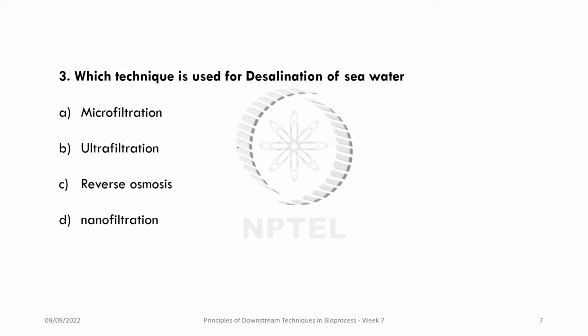So to remove salt molecules from seawater, you're going to apply extra or external pressure on the other side to promote water to, how do we call this, to move from a region of higher salt concentration to that of lower salt concentration, right? So reverse osmosis is the only means by which you can desalinate water among the given options, correct?